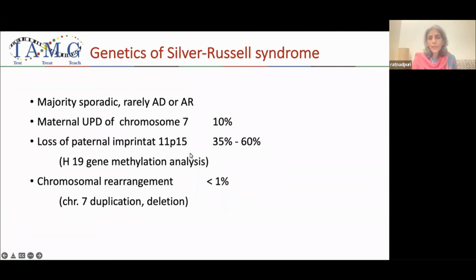Most of Silver-Russell syndrome, like I told you, occurs because of reverse phenomenon which caused Beckwith-Wiedemann. So we have the imprinting center 1, where there is loss of paternal imprint. There is maternal UPD of chromosome 7. So Silver-Russell syndrome is one syndrome of genomic imprinting that can occur because of abnormalities in 2 chromosomes. So in 10% of cases, there is maternal uniparental disomy of chromosome 7. And in a few, we could also have chromosomal rearrangements.